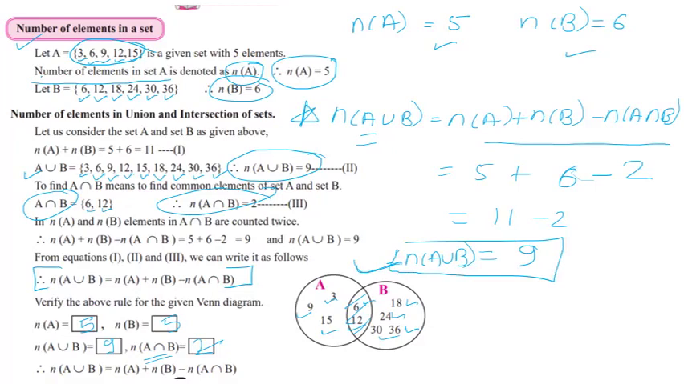See here, A union B equals 9. Okay, now verification is done. And we will use this formula or rule in the next practice set 1.4. Understood? What is the formula? Remember this: n of A union B equals n of A plus n of B minus n of A intersection B.